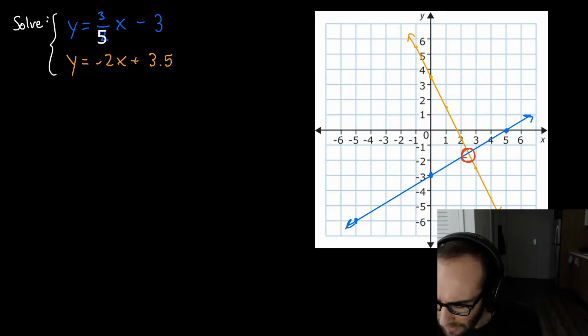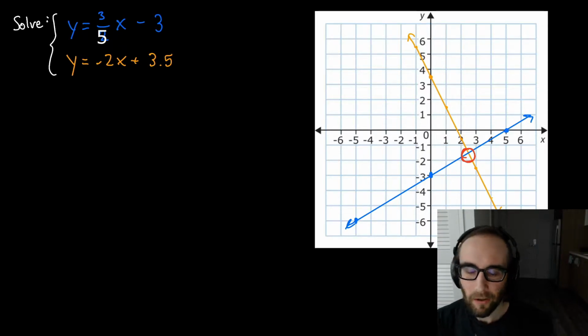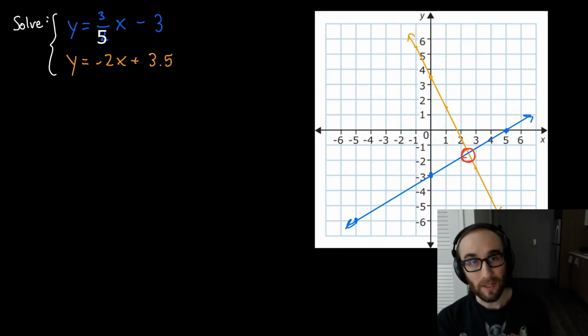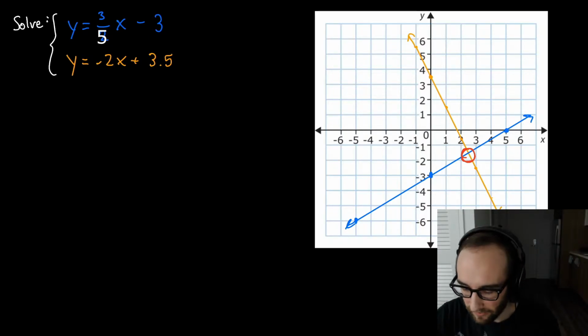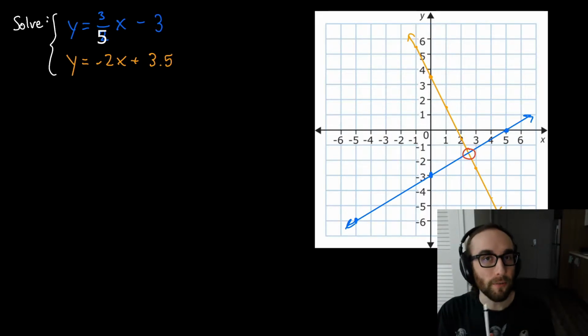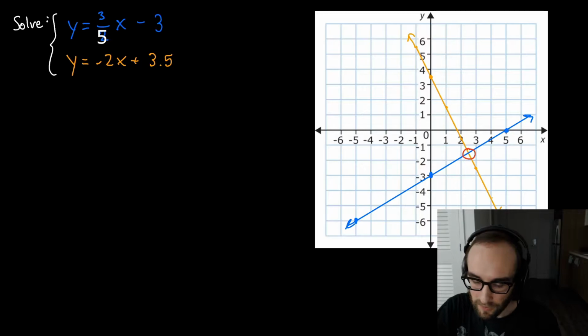It looks like x is maybe 2.5, y is maybe -1.5 or so. But because our scale is only by ones, it's not exactly clear what point that is. And it also makes it more difficult if we don't graph it exactly, so if our line isn't exactly straight, for example. So instead of solving it by graphing, we're going to use our other method, substitution, to solve this system. Substitution uses the equations themselves to solve.